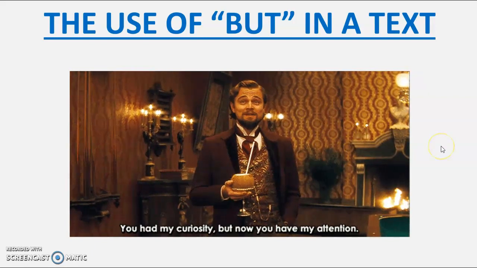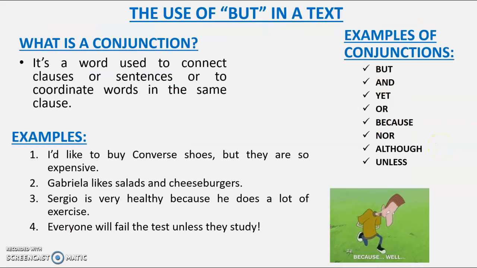Now, let's continue working. The use of but in a text. First of all, we need to know that but is a conjunction, right? And what is a conjunction? A conjunction is a word used to connect clauses or sentences or to coordinate words in the same clause.